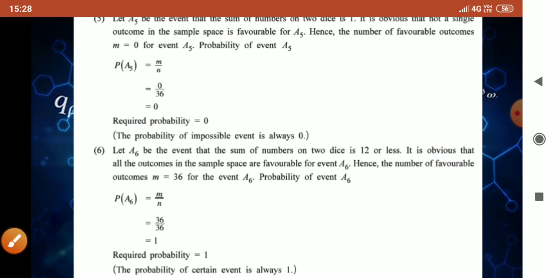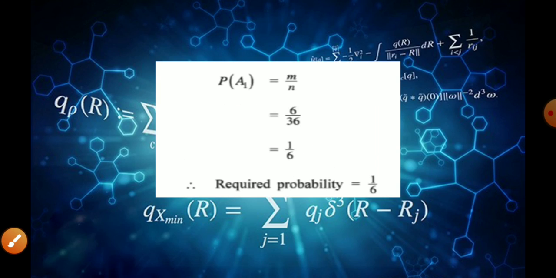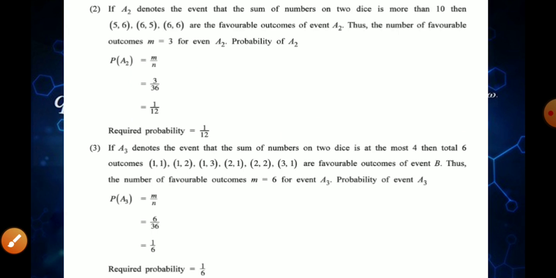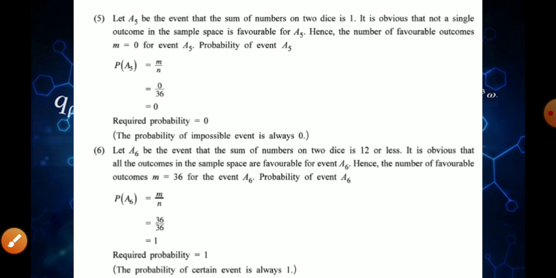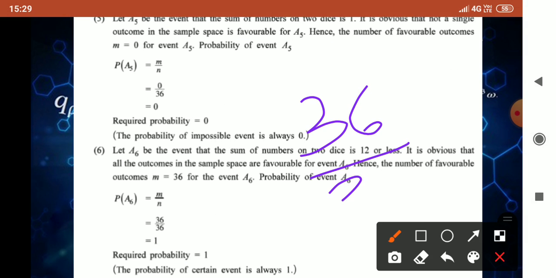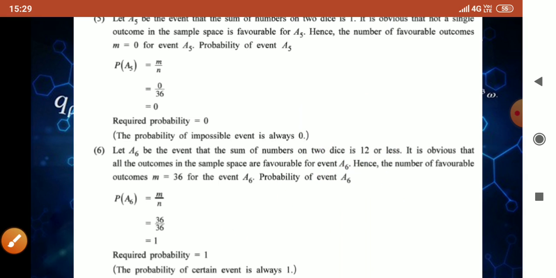Sum cannot be 0. Okay, next is the sum on both the dice is 1, we have done. Next, the sum on both the dice is 12 or less. Oh, it can be 12 or less. So there can be all the numbers. 12 or less means 12 will be included. So total there are 36 numbers. So 36 out of 36, which is equal to 1. So this is the certain event.